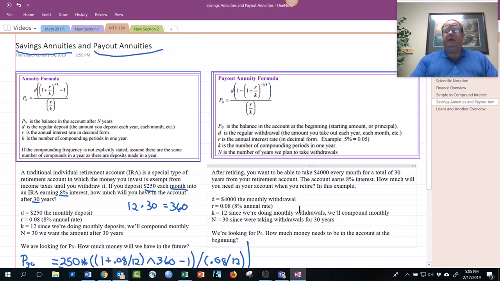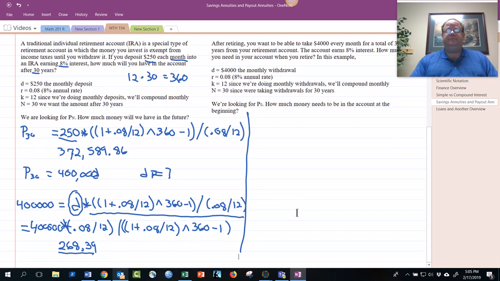All right, after retiring, you want to be able to take $4,000 every month for a total of 30 years from your retirement account. Okay, the account earns 8% interest. How much will you need in your account when you retire? All right, so you're reading the numbers out. You want to take out $4,000 every month. That's your D. The interest rate's 0.08 because of 8%. It's monthly, so K is 12 again, and it's 30 years, so it's 30.